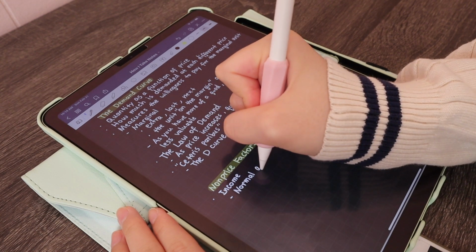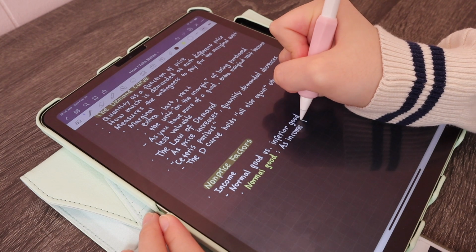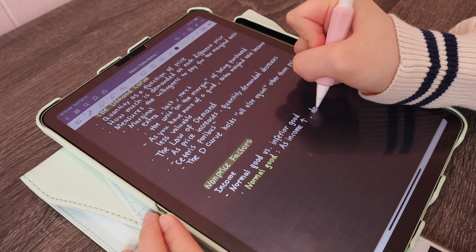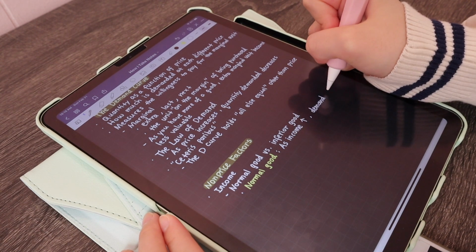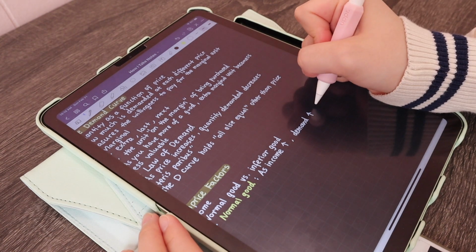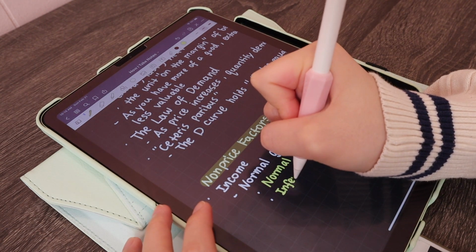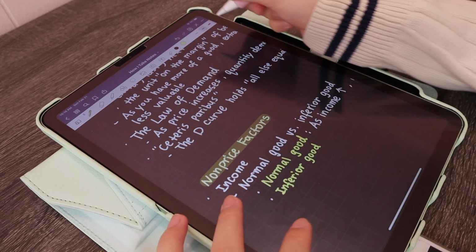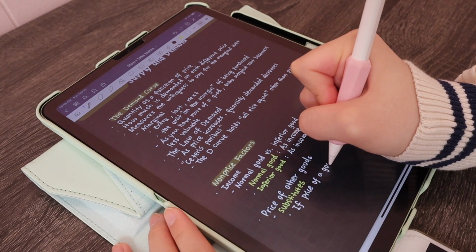In this example, my chapter is supply and demand. The subtopic is non-price factors. Income is my big idea. So I indent to the right to specific ideas like normal goods versus inferior goods and elaborate on their definitions and examples. And I just keep going following this bullet dashed format.